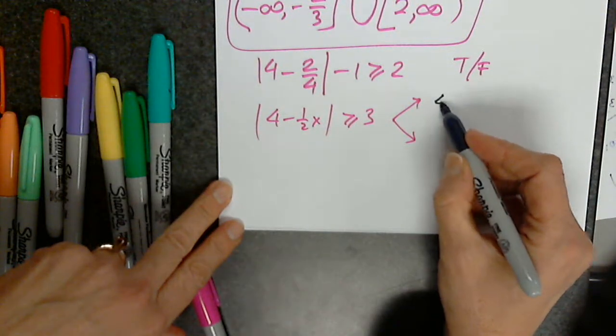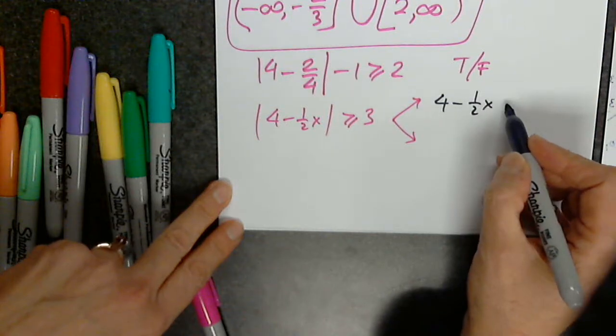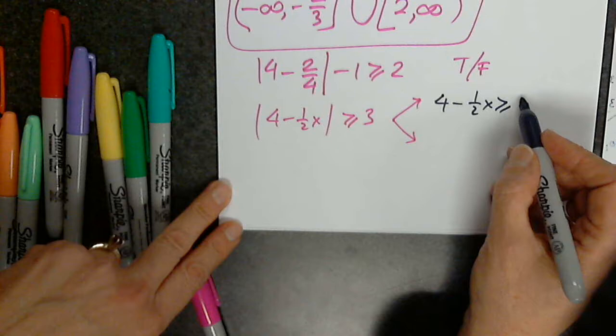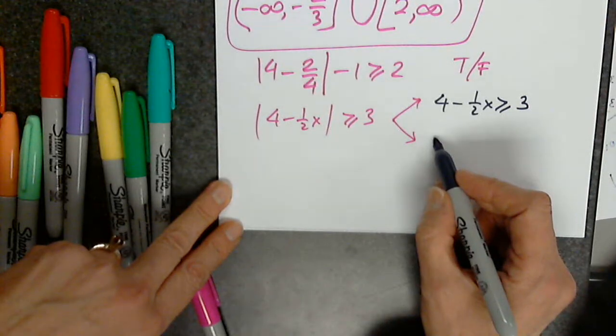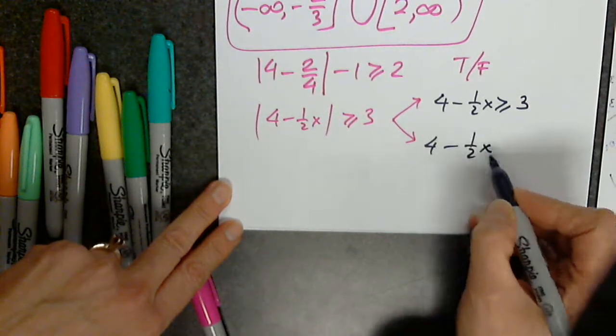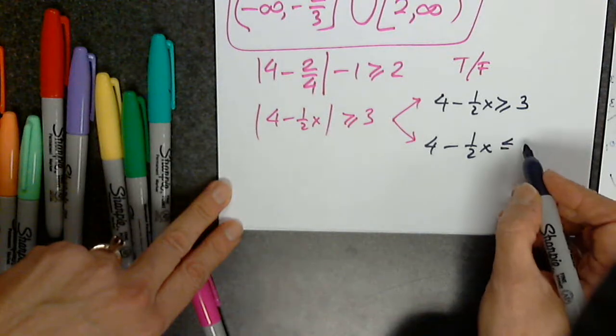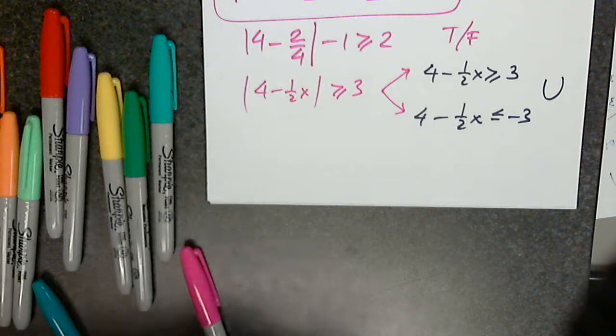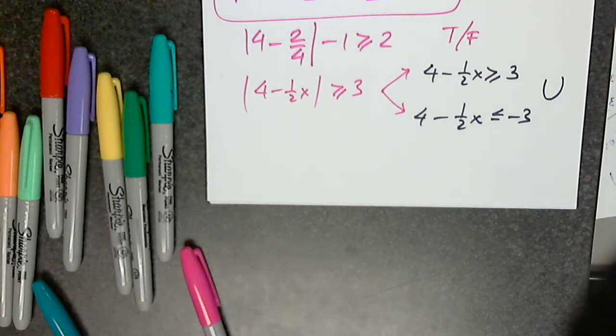4 minus 1/2 x greater than or equal to 3, or 4 minus 1/2 x less than or equal to negative 3. Very good. And you can take it from there, solve them, and put the union. Is this better? Yeah. Very good.